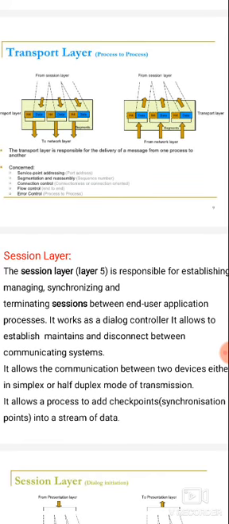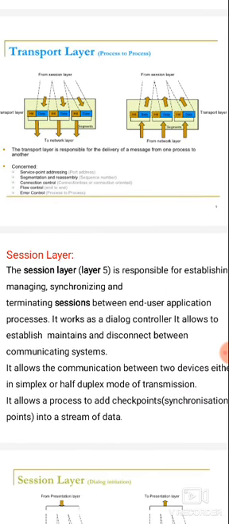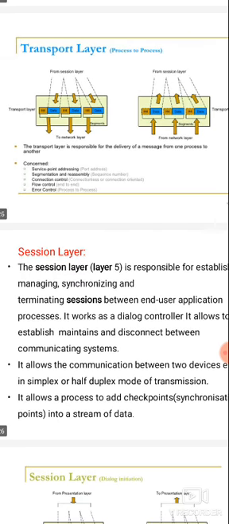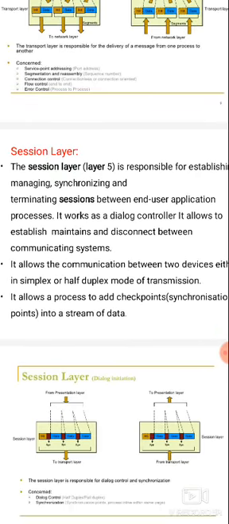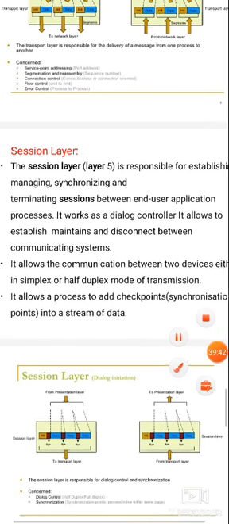The transport layer is responsible for delivery of messages from one process to another process. First, service point addressing: the transport layer is used for service point addressing, that is port addressing. Next, segmentation and reassembly, where sequence numbers can be exchanged. Connection control is connectionless or connection oriented. Flow control is exchanging of data end to end. Error control is process to process. These are the transport layer's working functions.